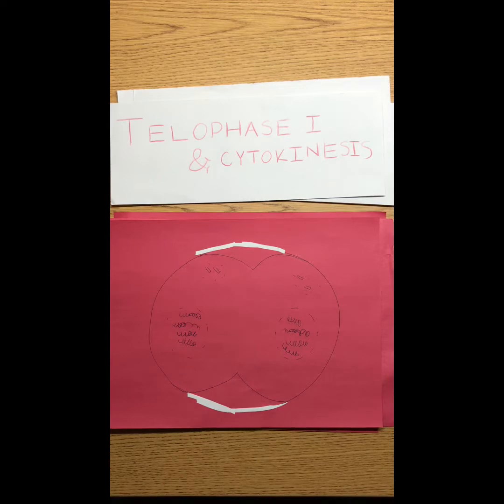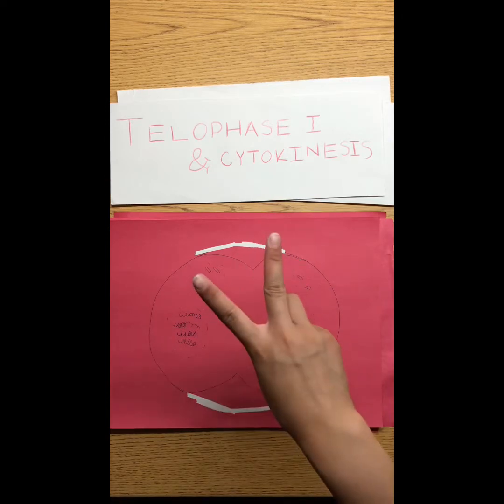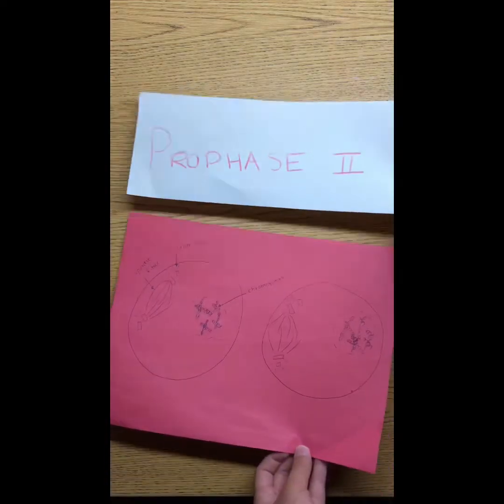This is when the nuclear membrane reforms and the chromosomes begin to decondense. This is also when the cytoplasm begins to split apart, creating 2 new haploid daughter cells. Since we did PMAT once already, we will do it a second time. This allows us to go to prophase 2.